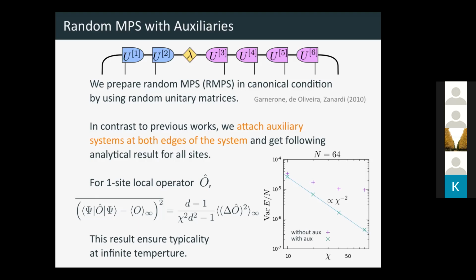And we demonstrated a numerical experiment for two different species of MPS, with and without auxiliaries. Here is the variance of the energy density. In our construction, it really follows the chi square inverse, but for the conventional MPS without auxiliaries, it saturates to a larger variance value. So comparing these two different behaviors, it means that the auxiliaries play quite an important role, at least at infinite temperature.